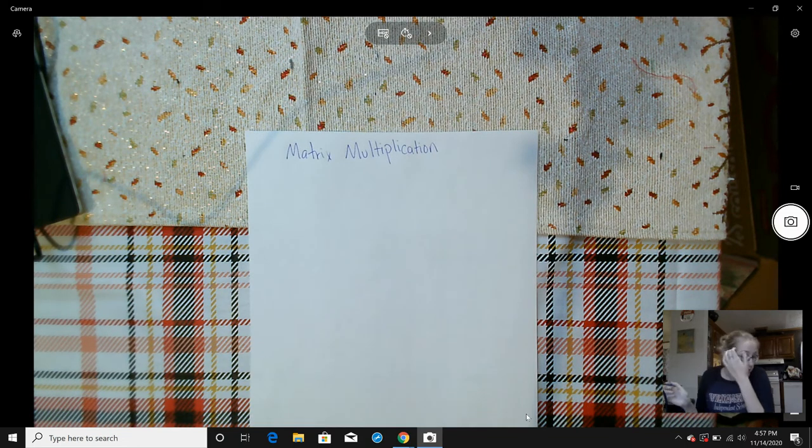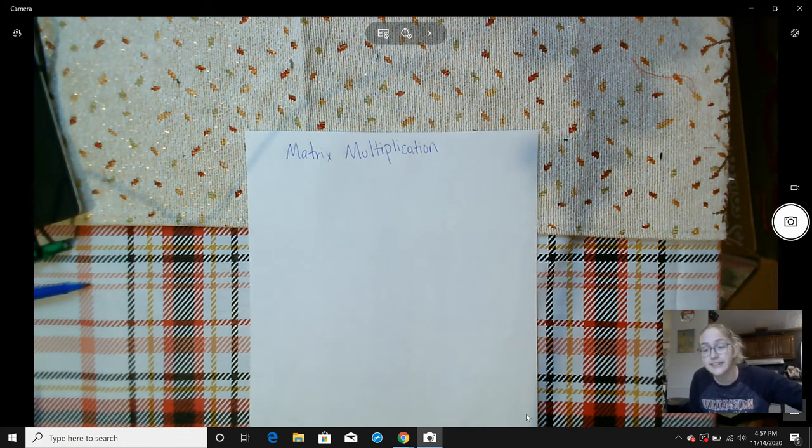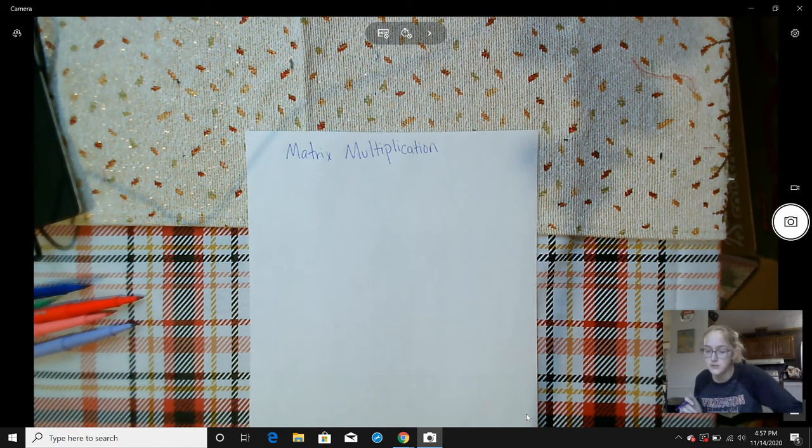So we're doing matrix multiplication. I'm going to give you a forewarning that this is not necessarily complicated, it's just very lengthy. I think colored pens will come in handy if you have those. I recommend using them. As always, pause the video if you need to get stuff written down.